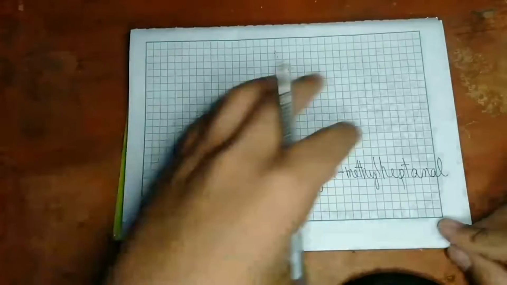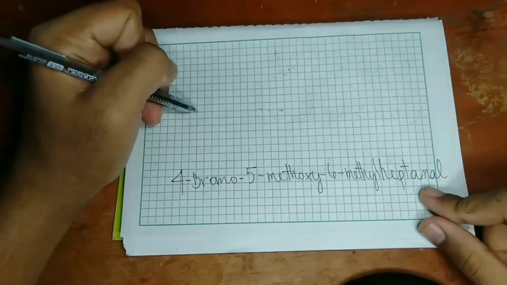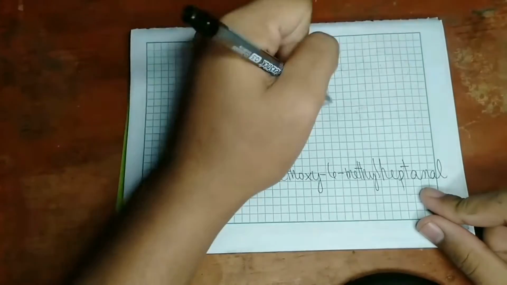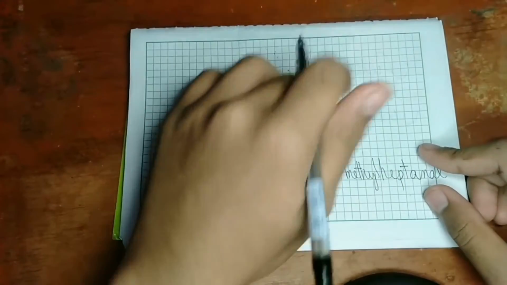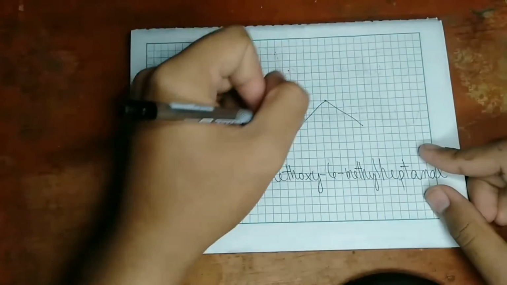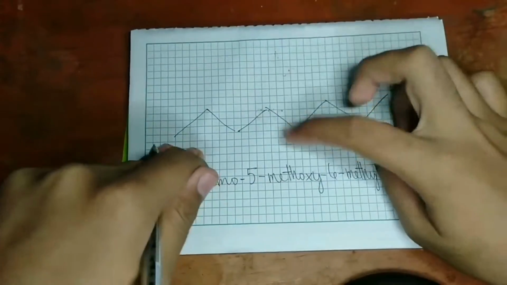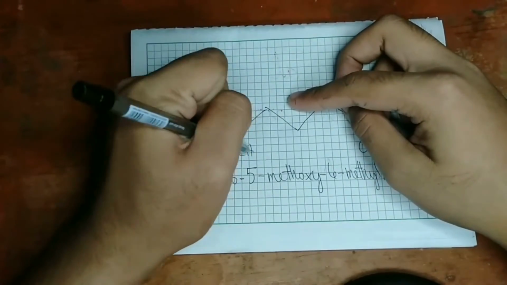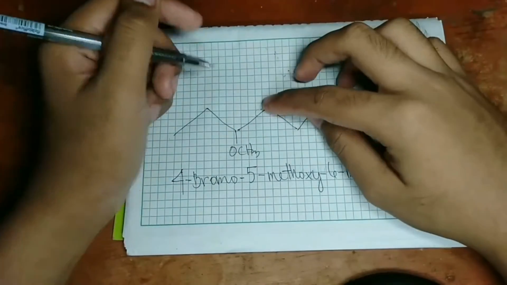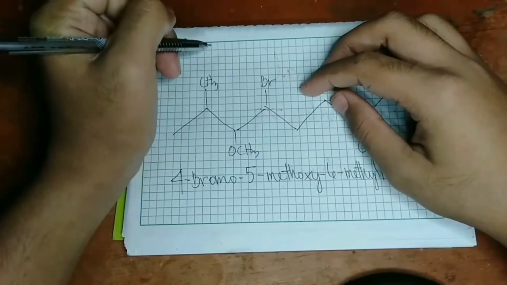So next, let us try to draw the structure for aldehyde. We have here 4-bromo, 5-methoxy, 6-methyl heptanal. Heptane is a 7-carbon chain. So remember to put the aldehyde at the end of the chain always and start to look for the position of each substituent. So the ether or the methoxy group is in carbon 5, the bromo group is in carbon 4, and the methyl group is in carbon 6. So that is how you'll name this 4-bromo, 5-methoxy, 6-methyl heptanal.